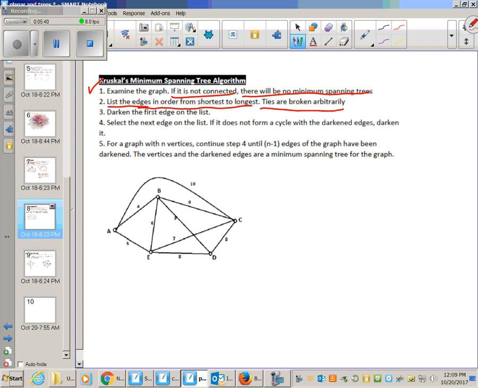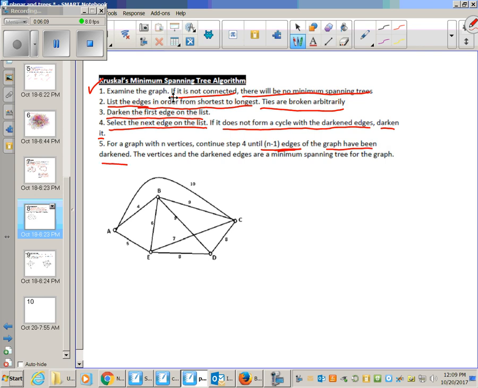All right, once we have our list, then we're going to darken the first edge on the list, the one with the smallest weight. We're going to select the next edge on the list. If it does not form a cycle with the other darkened edges, we're going to darken it. We're going to keep doing step 4 until n-1 edges of the graph have been darkened.